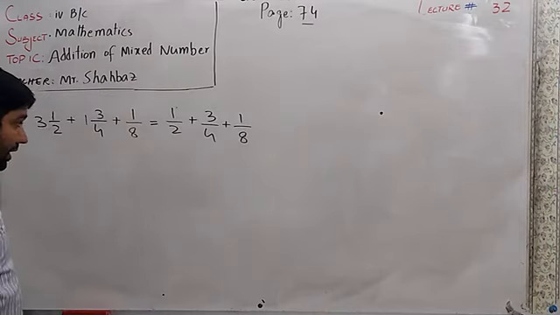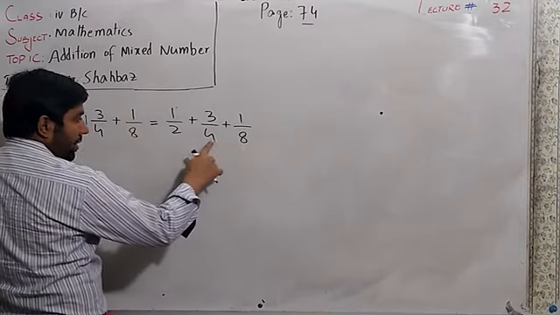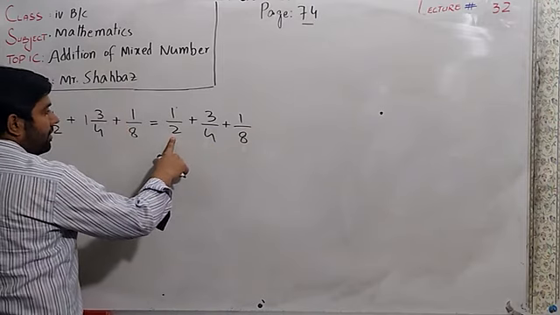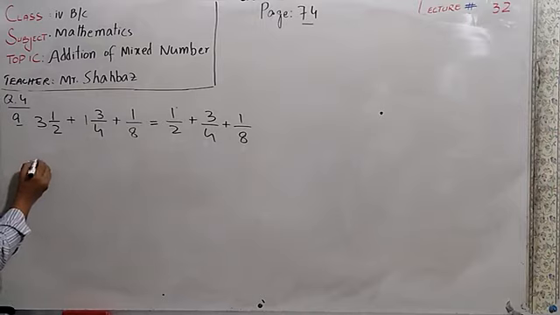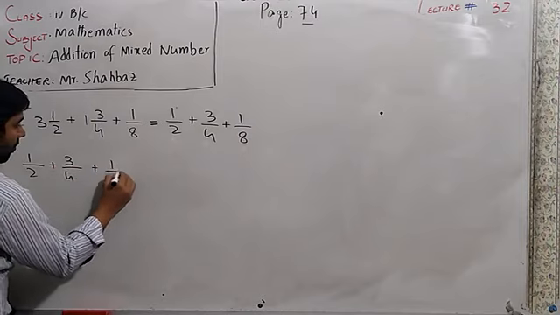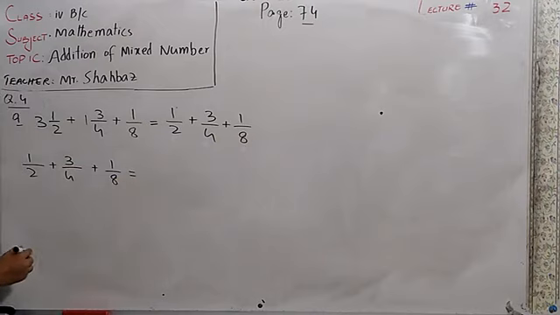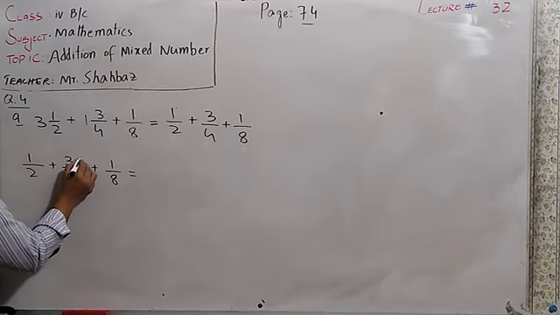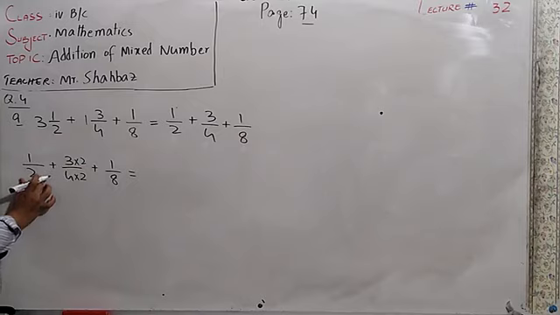But we have to make like fractions. This is 8. We can make this 4 multiplied by 2 will be 8. This also 2 multiplied by 4 will be 8. So 1/2 plus 3/4 plus 1/8. We have to make the denominator 8. This is already 8. 4 multiplied by 2 will be 8 and also multiply here. This is 2. We want to make 8. So 2 multiplied by 4 will be 8. And also multiply 4 here.